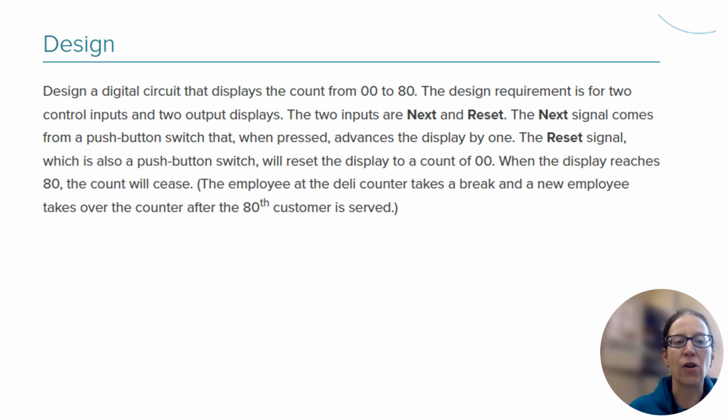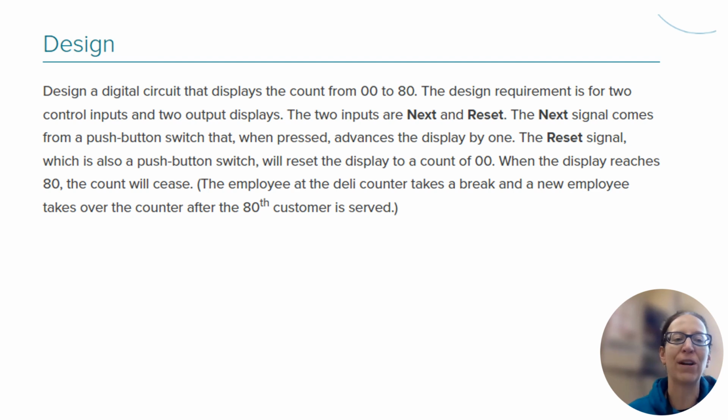The reset signal, which is also a push button switch, will reset the display to a count of 00. So you get to the end of the day, you are sitting at number 65, and you're not going to start at 65 the next day. So you hit reset and it will clear everything back to 00. When the display reaches 80, the count will cease. The employee at the deli counter takes a break, and a new employee takes over after the 80th customer is served. So maybe they have some kind of negotiation in their contract where you only have to serve 80 people, and once it hits 80, you're on break and the next person comes in. It's the scenario they give us.